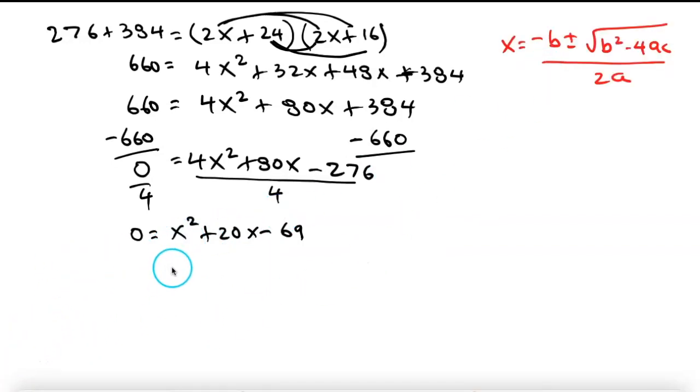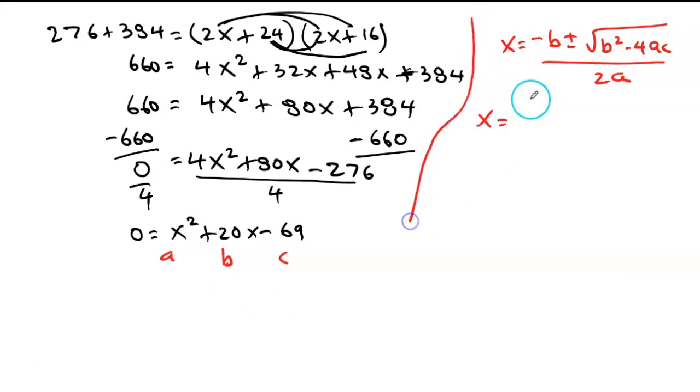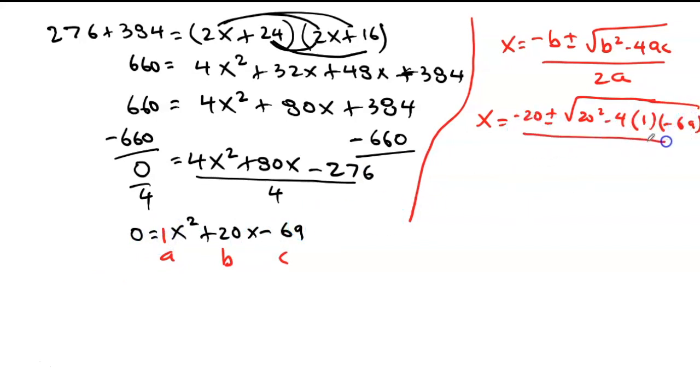Now that I have my quadratic formula, remember, ax squared plus bx plus c. Alright, so let's replace it here. X equals, there we go, negative b. B is 20, so it's negative 20 plus or minus b squared, which is 20 squared, minus 4 times a, which is 1, times c, which is negative 69. Everything over 2 times a, which is 1.